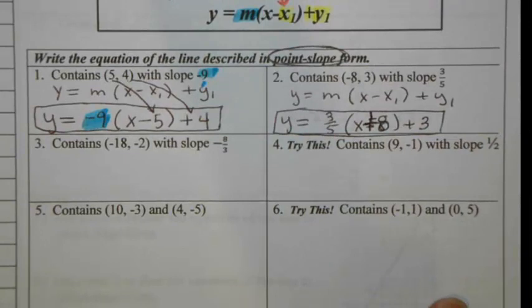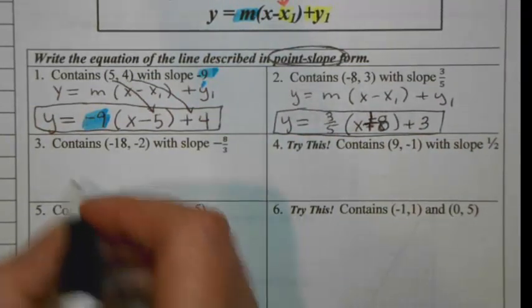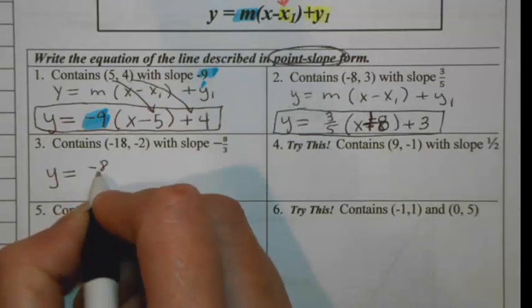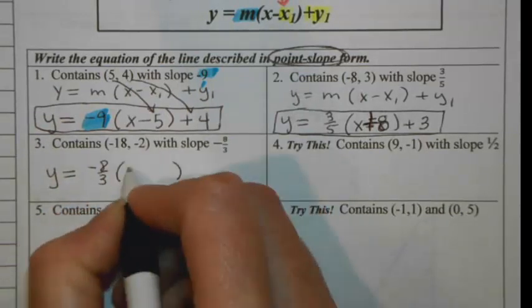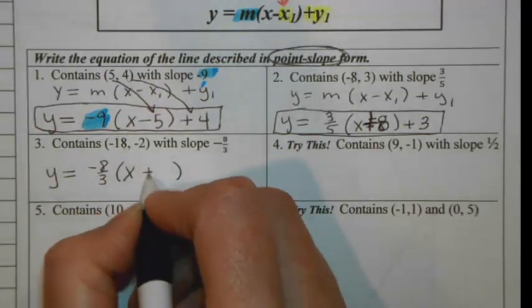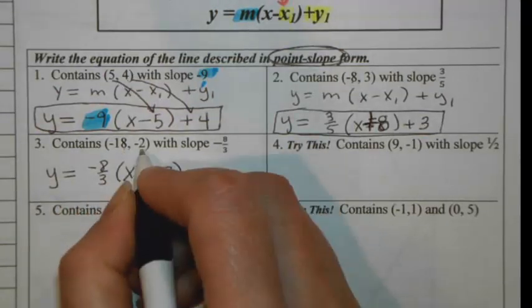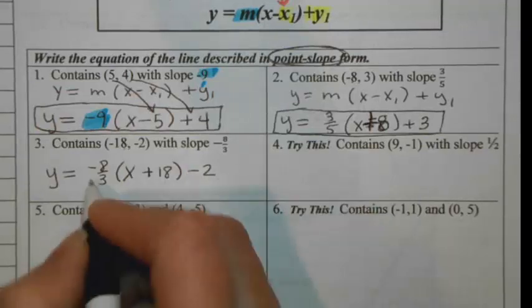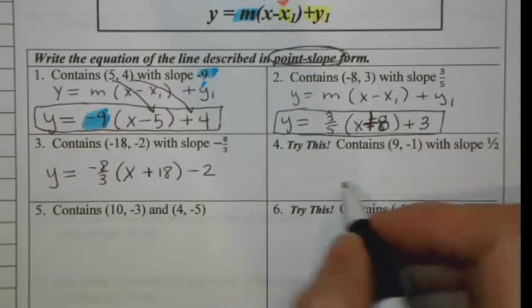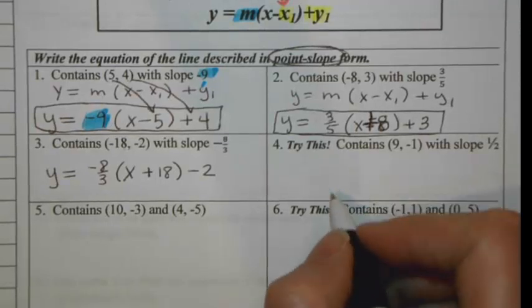Okay, let's see if we can do this one without writing the formula first. It's y equals the slope number, -8/3, then in parentheses, x minus the -18, our x-coordinate. Let's make that say x plus 18, and then bring down that y as -2. There's your answer. Try this one. Pause the video, come back, see how you did. I'm going to let you give it a shot.